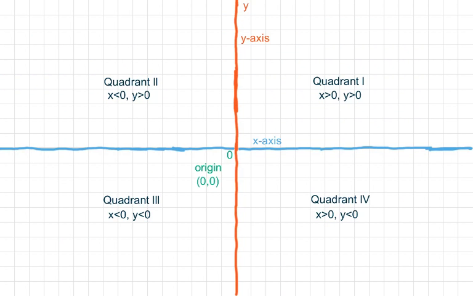X-axis, y-axis. Origin is always 0. Quadrant 1, x greater than 0, y greater than 0. Quadrant 2, x less than 0, y greater than 0. Quadrant 3, x less than 0, y less than 0. Quadrant 4, x greater than 0, y less than 0.